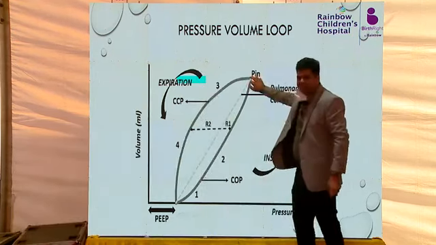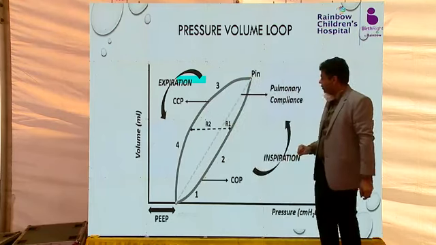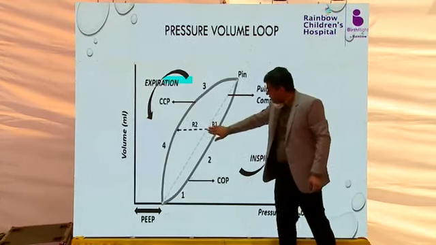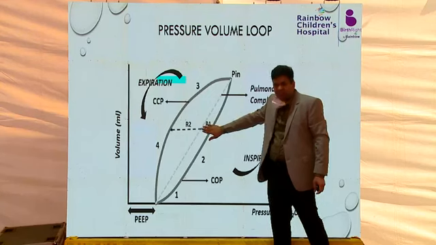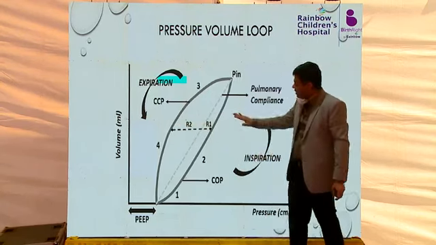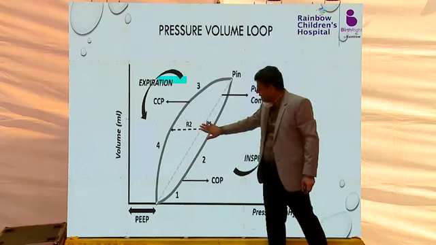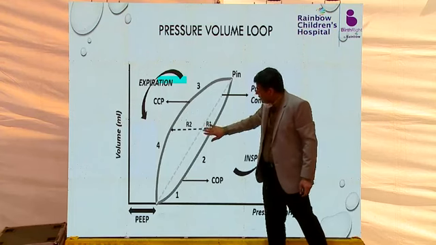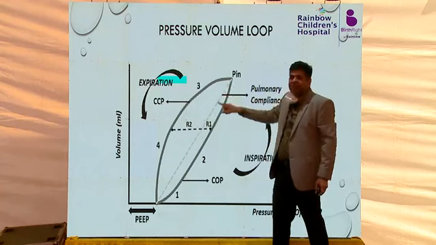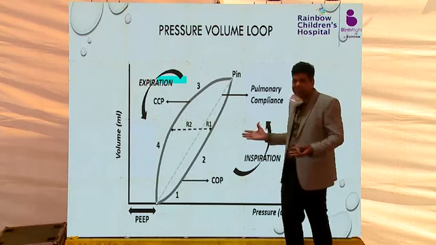So that's the point where inspiration ends, and then the breath goes into expiration. This curve is called the compliance curve. This is the resistance encountered during inspiration, and this is the resistance encountered during expiration. This resistance was because of the elastic component, compliance, and this resistance. If there had been no resistance, it would have been a straight line. The loop is formed because of the resistance, and that is called hysteresis.